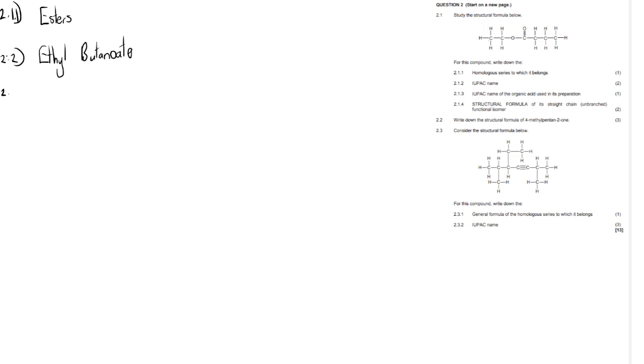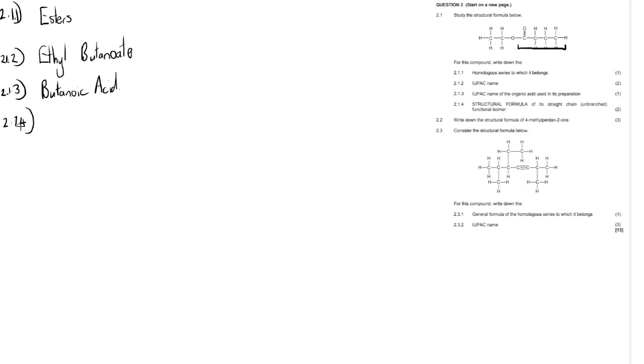Question 2.1.3: the IUPAC name of the organic acid used in its preparation. Remember, the side with the carbonyl is what was the organic acid, the carboxylic acid. And so it was a 1, 2, 3, 4 carbon chain, which would be called butanoic acid. All right, a good one there, an easy one for 2 marks.